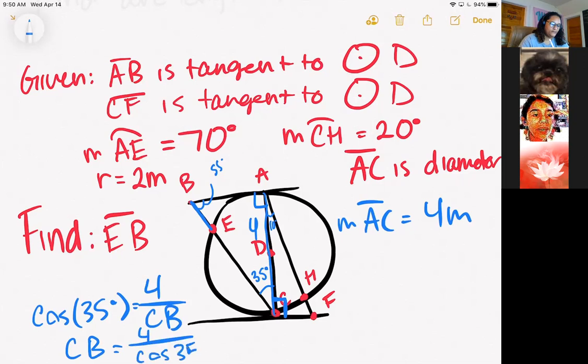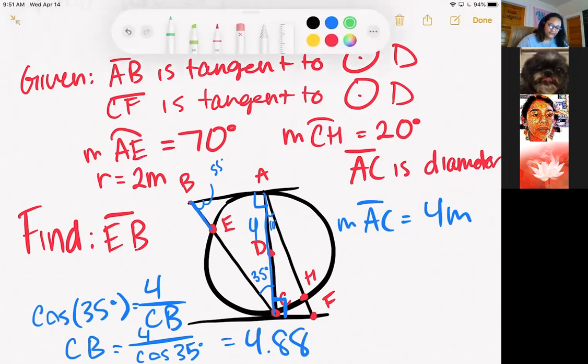Yep, good. So let's calculate that real fast. That's half of our answer. So we solve for BC. And in order to solve for BE, what else do we need to solve for? CE. Correct. For this one, I got 4.88. And so we also need to solve for CE.